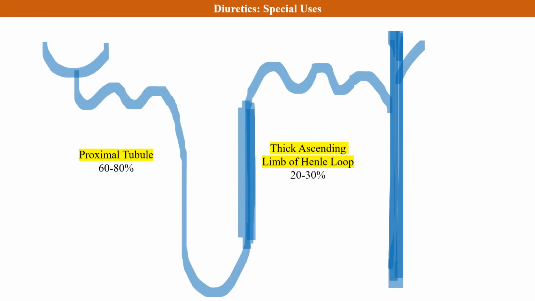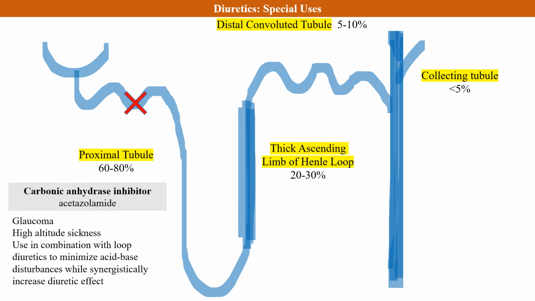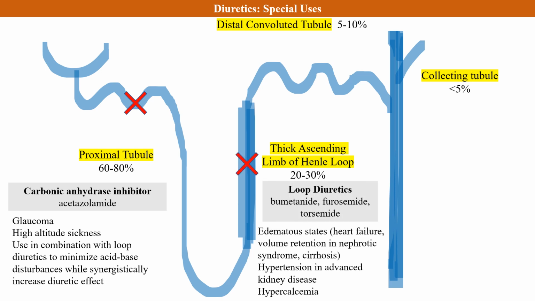Finally, a quick review on special uses of diuretics. The carbonic anhydrase inhibitor acetazolamide may be used to treat glaucoma or high-altitude sickness, or used in combination with a loop diuretic to minimize acid-base disturbances while synergistically increasing the diuretic effect. Loop diuretics may be used to treat volume overloaded states, as seen in heart failure, and fluid accumulation seen in patients with nephrotic syndrome or end-stage liver disease known as cirrhosis, hypertension in advanced kidney disease, or hypercalcemia.